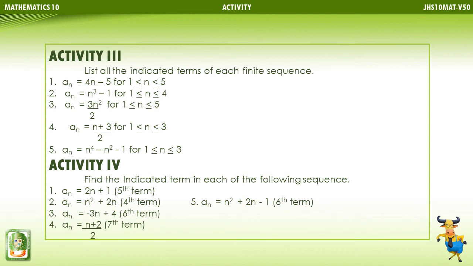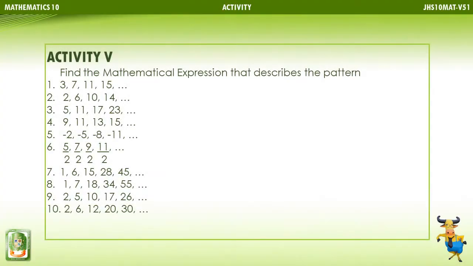5. a sub n equals n squared plus 2n minus 1, 6th term. Activity 5. Find the mathematical expression that describes the pattern.